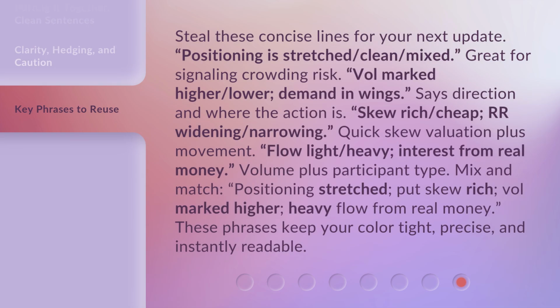Steal these concise lines for your next update. Positioning is stretched, clean, or mixed. Great for signaling crowding risk. Vol marked higher or lower. Demand in wings. Says direction and where the action is. Skew rich or cheap. RR widening or narrowing. Quick skew valuation plus movement. Flow light or heavy. Interest from real money. Flow plus participant type. Mix and match.